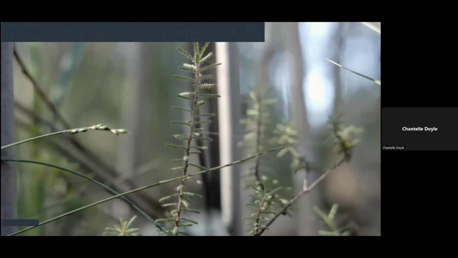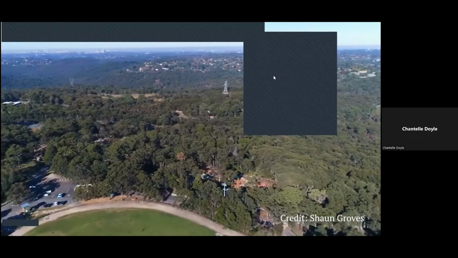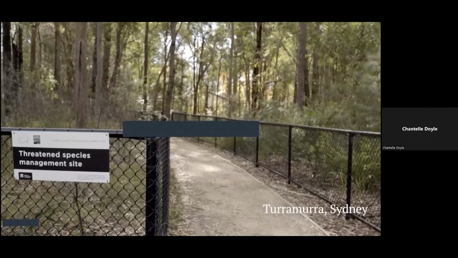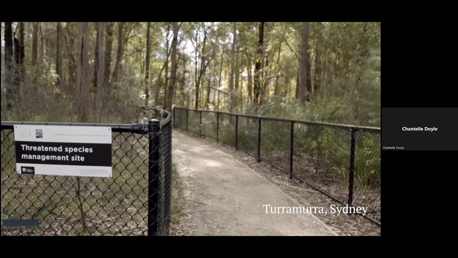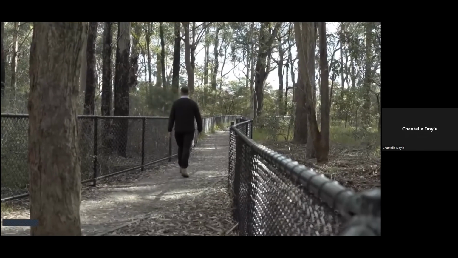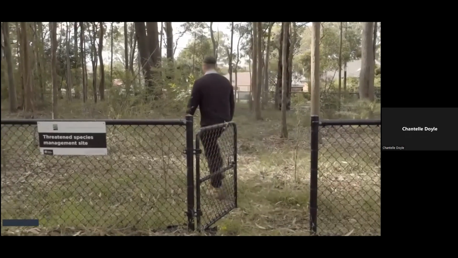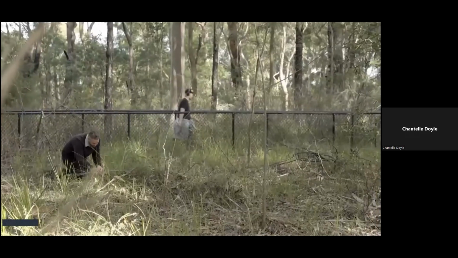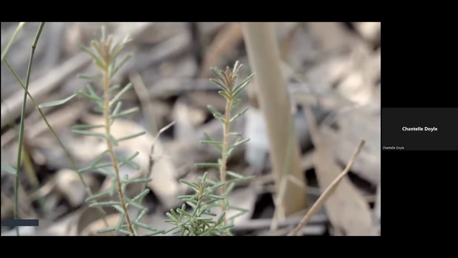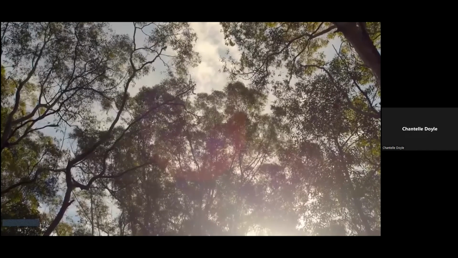There are only 4 officially known populations of Hibbertia spinantha, and they all occur within the Sydney Basin. In 2007, it was discovered in this particular place that we're at now. A council staff member came across a plant that he thought was something different. And through a process of scientific review, it was found that it was a new species. So it was listed as critically endangered in 2015.